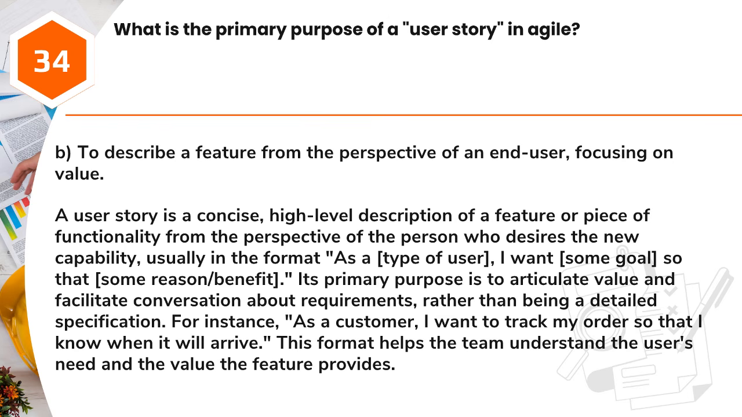Answer: B. To describe a feature from the perspective of an end user, focusing on value. A user story is a concise, high-level description of a feature or piece of functionality from the perspective of the person who desires the new capability, usually in the format, "As a type of user, I want some goal, so that some reason/benefit." Its primary purpose is to articulate value and facilitate conversation about requirements, rather than being a detailed specification. For instance, "As a customer, I want to track my order so that I know when it will arrive." This format helps the team understand the user's need and the value the feature provides.